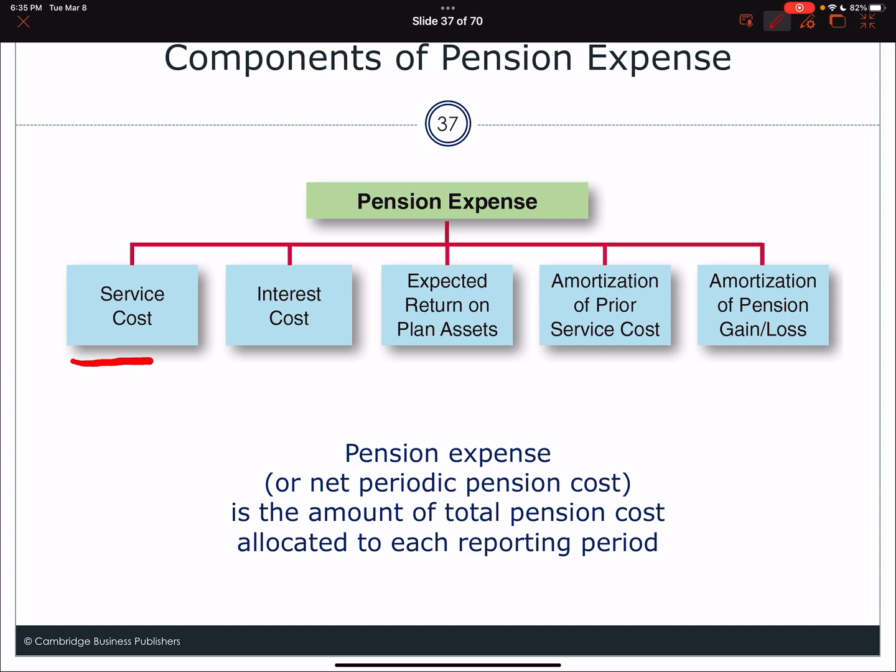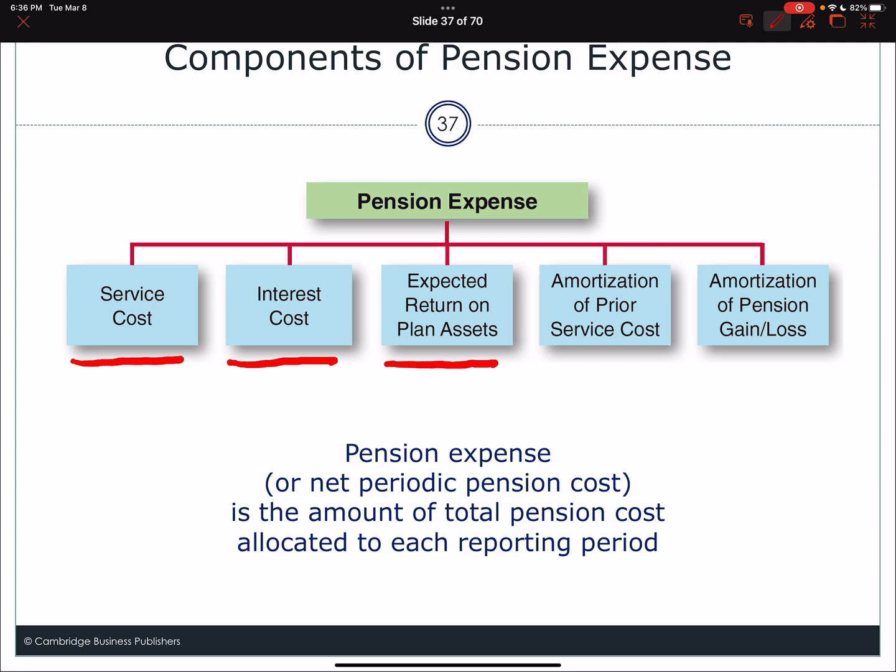Service costs, that should sound familiar. We talked about it with the liability. It's what people have really earned by working this year. Interest cost, that's our time value of money, right? We need to increase our liability by crediting it, increase expense for the fact that that liability needs to grow over time.